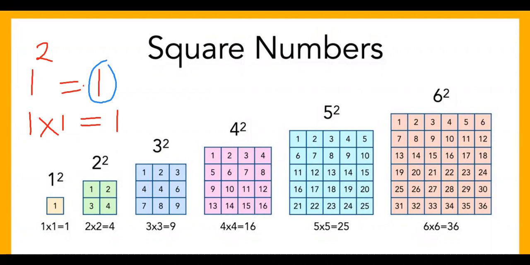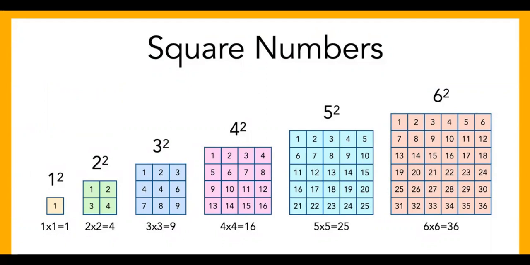And you do the same to find other square numbers. Just take a number, raise it to the power 2, or multiply it by itself. Then your answer is going to be a square number.